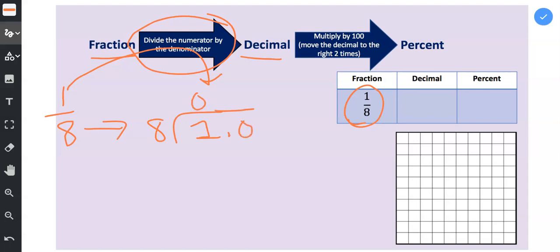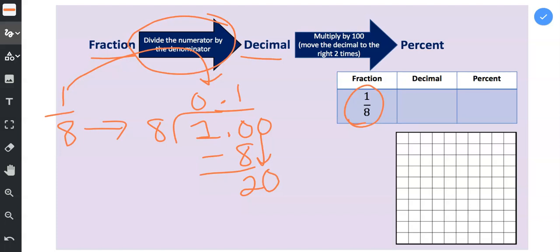Add a decimal, add a 0. Bring the decimal to the top. Now we ask, how many times does 8 go into 10? Well, 1 time. 8 times 1 is 8, and I subtract that from the 10, giving me 2. Add a 0 and bring it down.